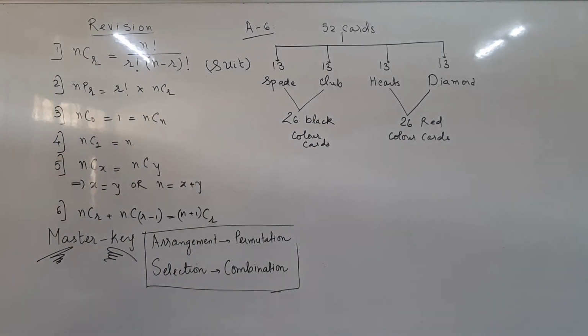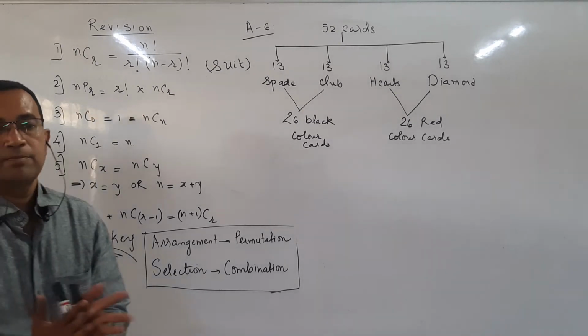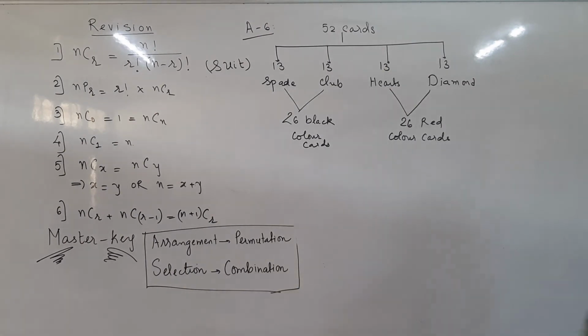This, students, we have to perfectly understand. So, in a pack of 52 playing cards, we have 4 different suits. 13 cards of spade, 13 cards of club, 13 cards of hearts, and 13 cards of diamond. Now, students, spade and club, 26 cards are black color cards, and addition of 13 of hearts and 13 of diamond, 26 are red color cards.